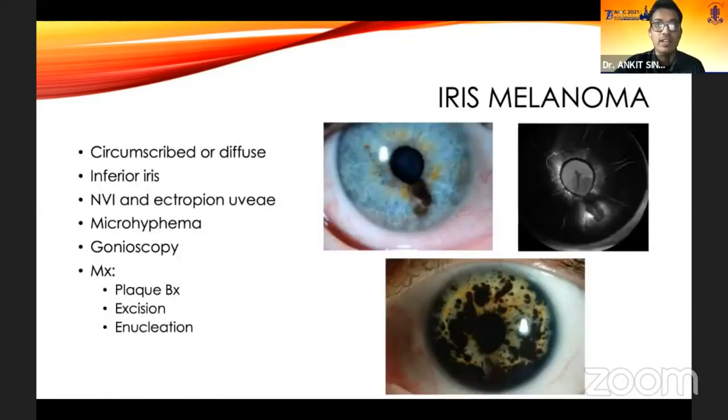I'll be covering iris melanomas and ciliary body melanomas in brief. Iris melanomas have a relatively better prognosis and are detected earlier than choroidal melanomas. They can be circumscribed or diffuse. They are more commonly seen in the inferior iris. And it is very important to look for neovascularization of the iris and ectropion uveae. As you can see in the fluorescein picture, the tumor vessels are very leaky. It can also result in microhyphema. Gonioscopy is a must because it can help us look for tumor deposits, neovascularization of the angle, and pigment dispersion. These lesions can be managed with plaque brachytherapy, local excision, or in diffuse cases, enucleation.